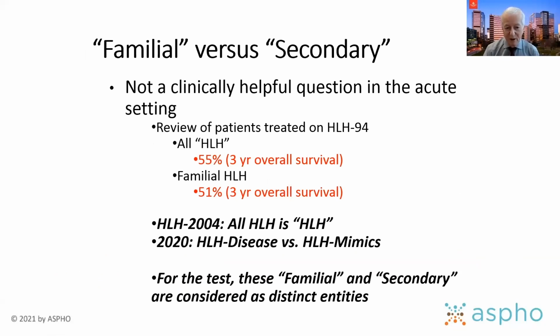And it turns out that no matter whether they were ultimately found to be familial or not familial, the outcome is the same. So in the HLH 2004 protocol, we considered any HLH as HLH and needing to be treated. But I think today we need to be a little more mindful of some conditions which are similar to HLH. We call them HLH mimics versus the HLH disease. This is kind of a new concept, but for the test, you're still going to be thinking about familial and secondary as distinct entities.